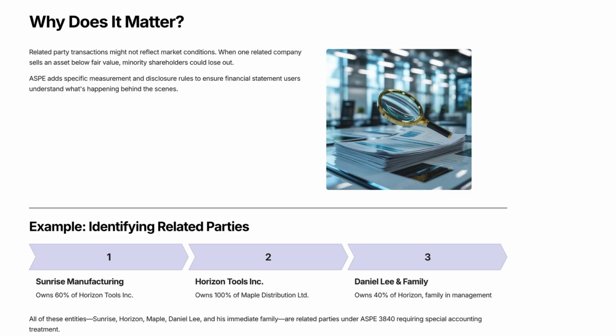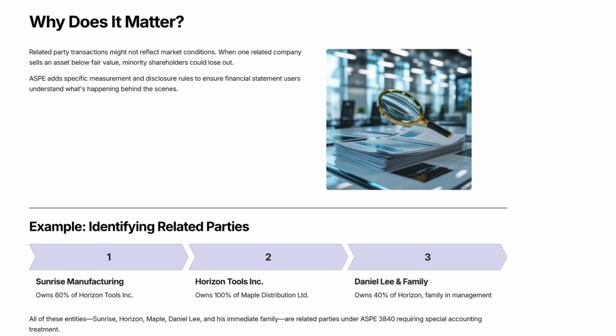Let's bring this to life with an example. Imagine Sunrise Manufacturing owns 60% of Horizon Tools, Inc., and Horizon owns 100% of Maple Distribution. Now, the owner of the other 40% of Horizon is Daniel Lee, who also has family members working in management. All of these, Sunrise, Horizon, Maple, Daniel Lee, and his immediate family, are related parties under ASPE 3840.